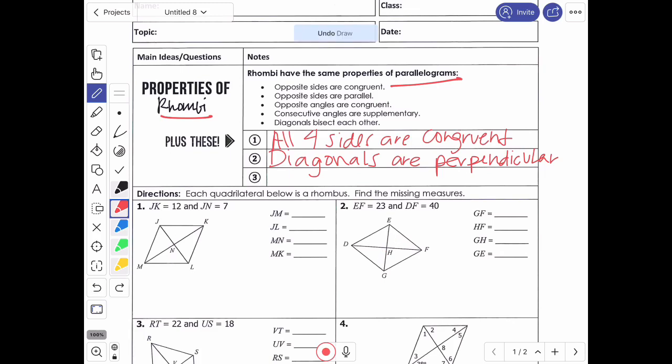And the last property that's kind of new is that the diagonals, one, they're bisecting each other, but they're also now going to bisect opposite angles. And we'll see how that comes into play with some of these problems.